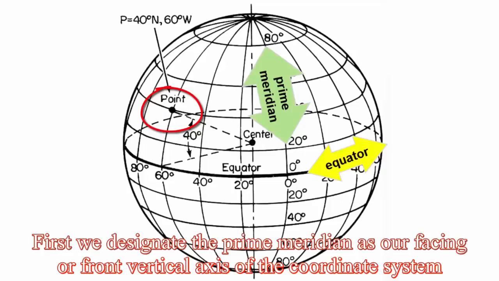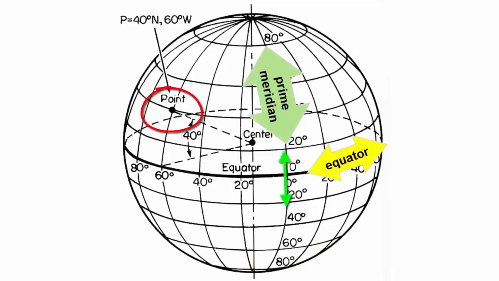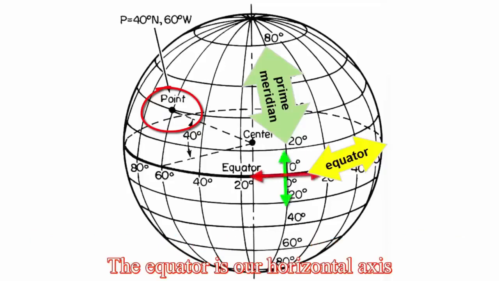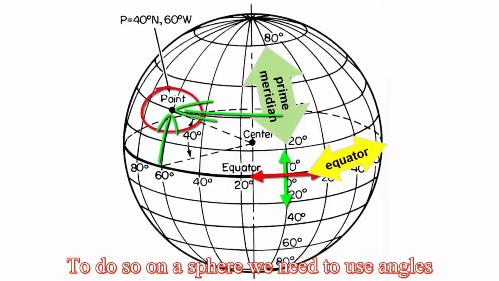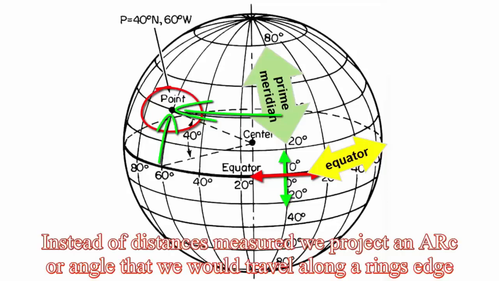First, we designate the prime meridian as our facing or front vertical axis of the coordinate system. The equator is our horizontal axis. Now we need to indicate how far the point is north or south of the equator and east or west of the prime meridian. To do so on a sphere, we need to use angles. Instead of distances measured, we project an arc or angle that we would travel along a ring's edge.